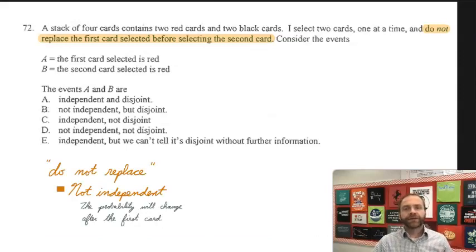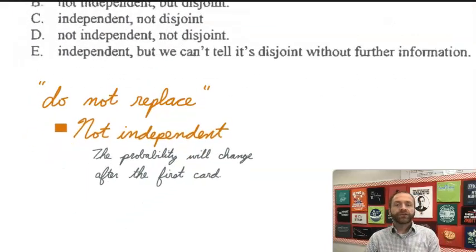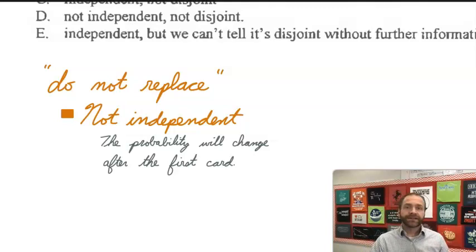That phrase, do not replace, means they are not independent. The probability will change after the first card is selected, because if I don't replace, out of 4 cards I have a 1 out of 4 chance to draw on the first card, but now if I don't replace and I put it to the side, I have a 1 out of 3 chance. So therefore they are not independent.